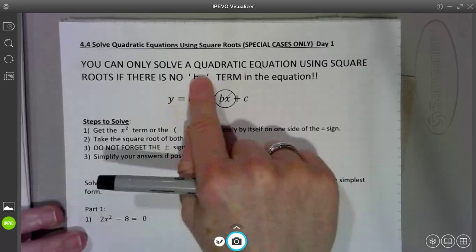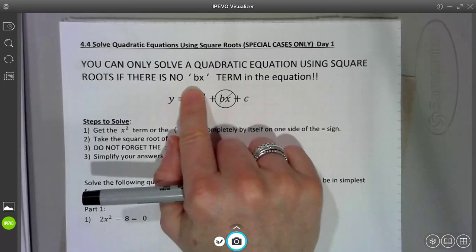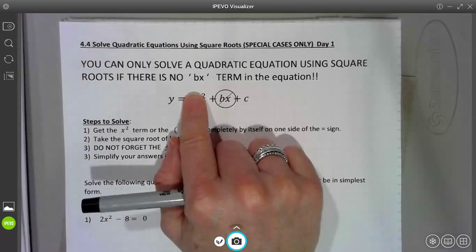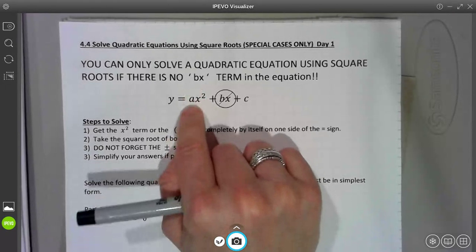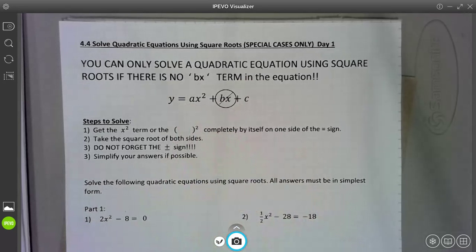You can only solve a quadratic equation using square roots if there is no bx term. So guys, the only thing the equation can have is a squared term and a just number. There can't be any just x's in the problem because we can't use a square root to unsquare a just x if we don't know what x is. I can unsquare a number and I can unsquare an x squared, but I can't unsquare a just x. So there cannot be an x term in these equations if you want to solve it using square roots, okay?